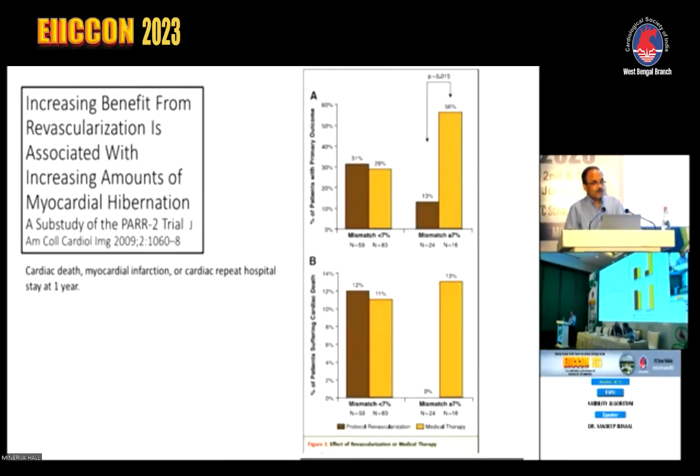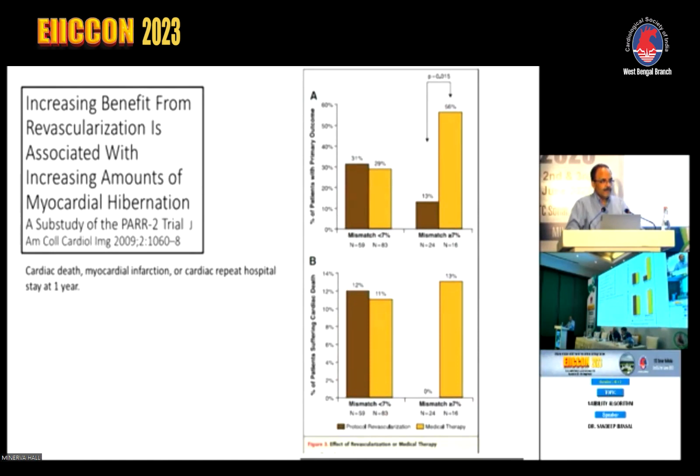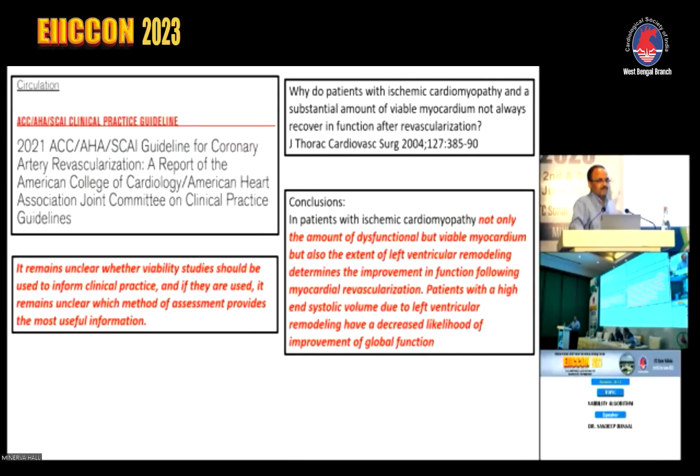There is also another paper which has looked at whether the area of hibernating myocardium is important or not. There was a PAR 2 trial of which this sub-analysis has been published. It has been seen that if the viable area is more than 7%, then the primary outcome, which is a composite of cardiovascular death, MI, or heart failure, is less, and the number of patients surviving is also more. But there are 0 deaths in this. So I'll just be a very few minutes.